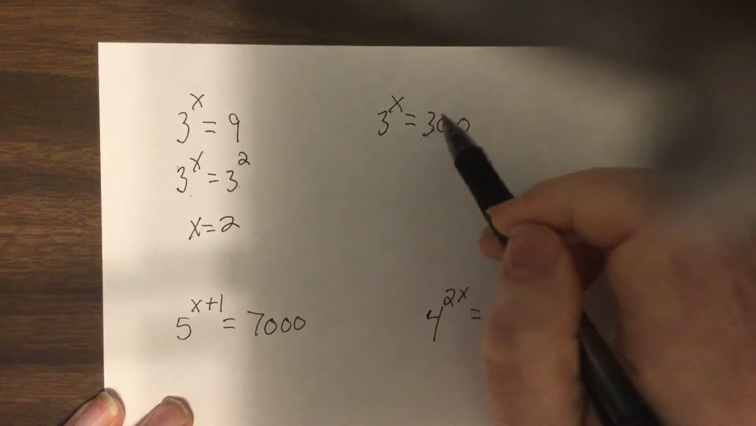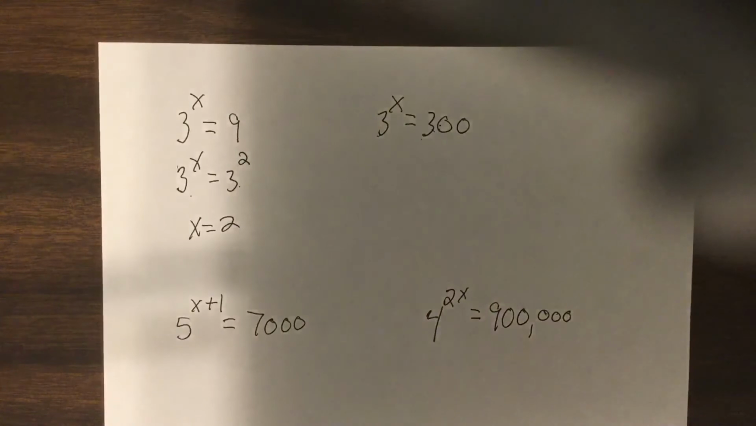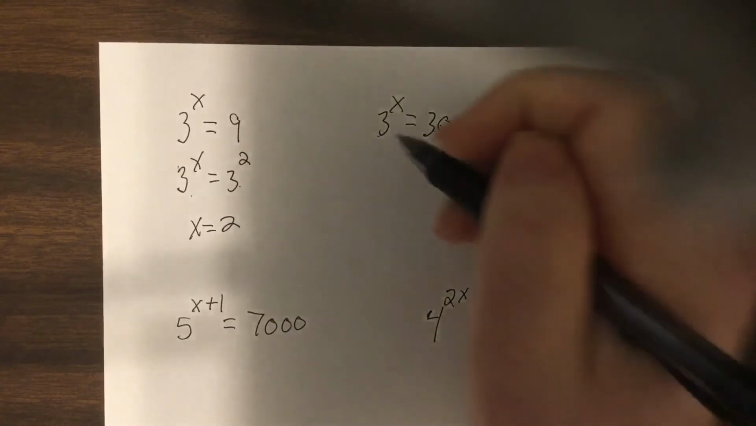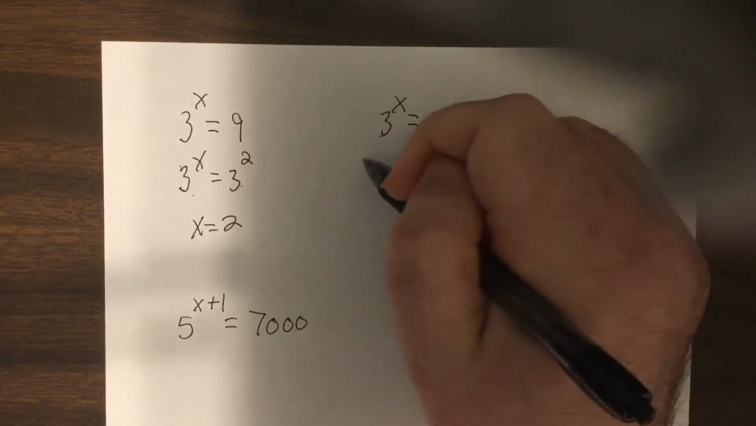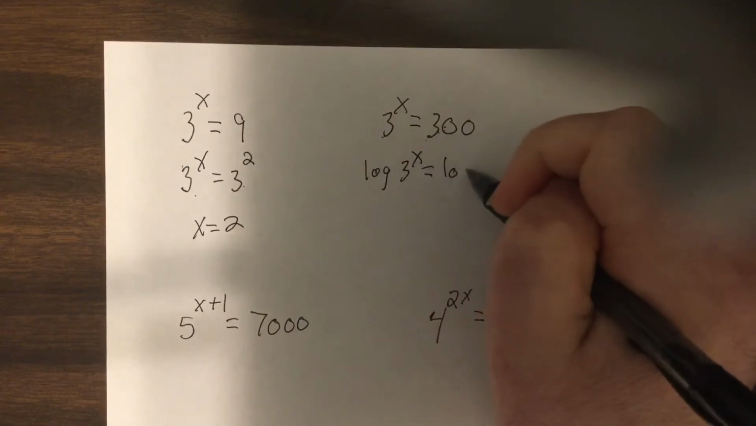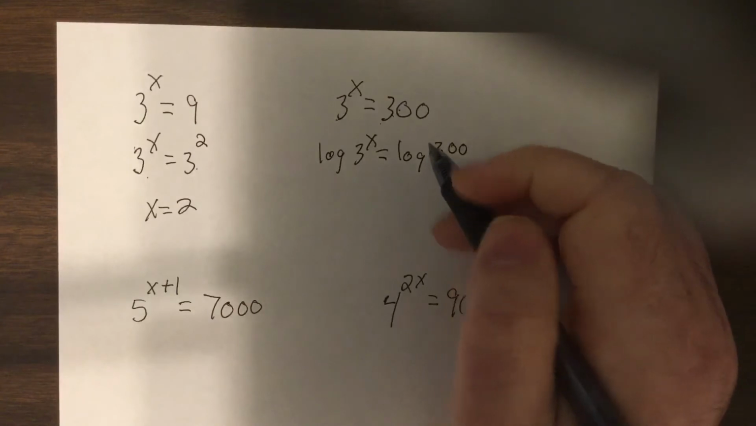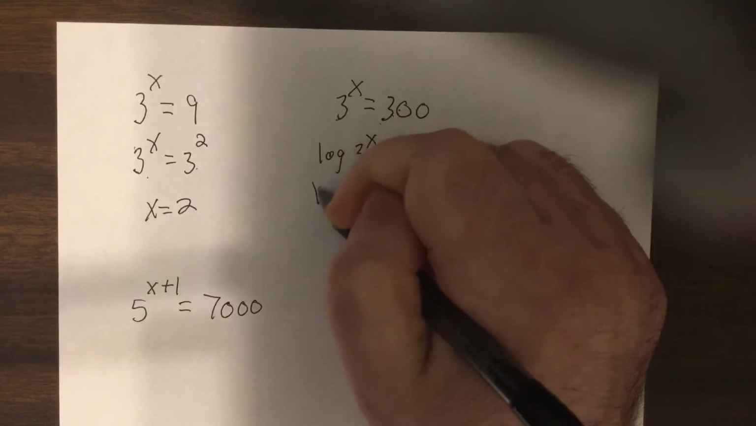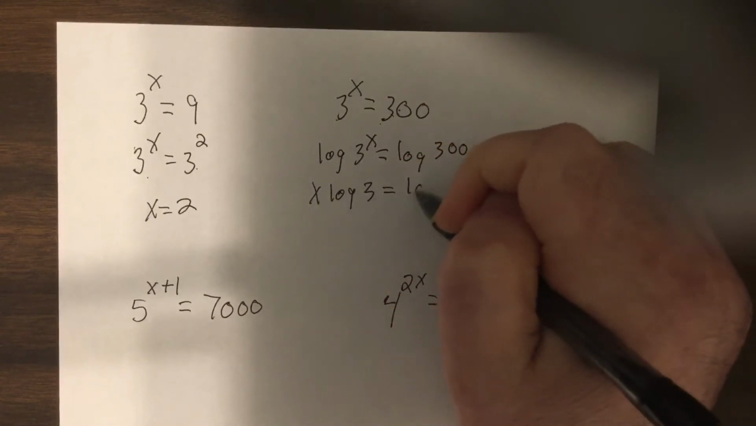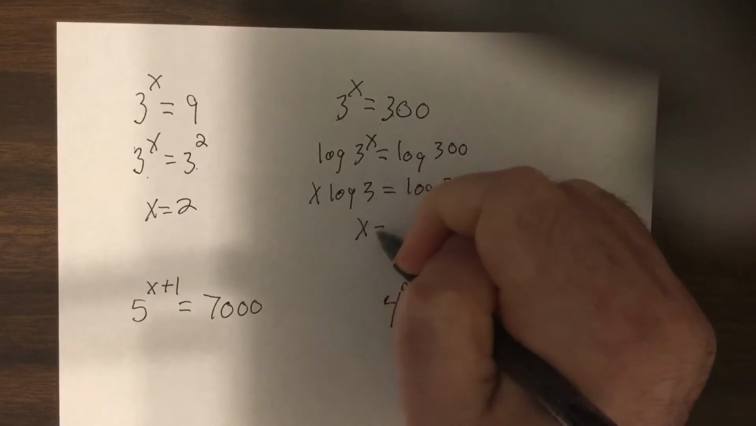This one, I cannot change 300, so it's just in terms of 3. I mean, I could do 3 times 100, but I can't write the 100 in terms of 3. So what I'm going to do is take the log of both sides. So you have log of 3 to the x equals log of 300. Now I'm using base 10 because that's our number system. Bring the x out. Then I'm going to divide both sides by log of 3.